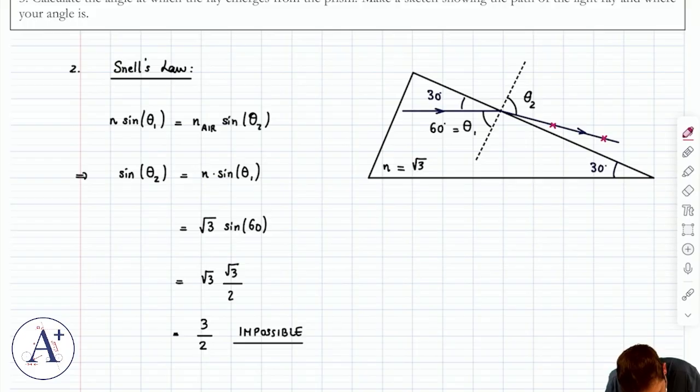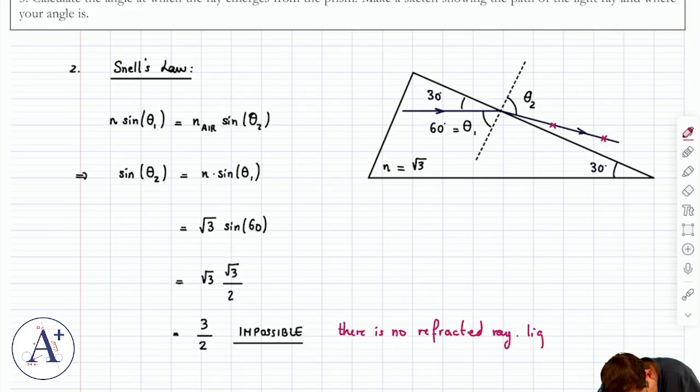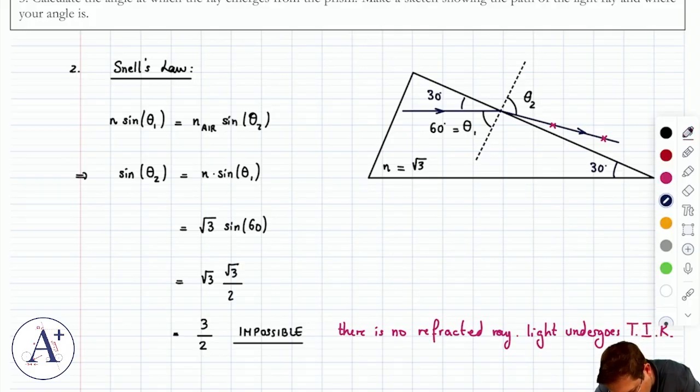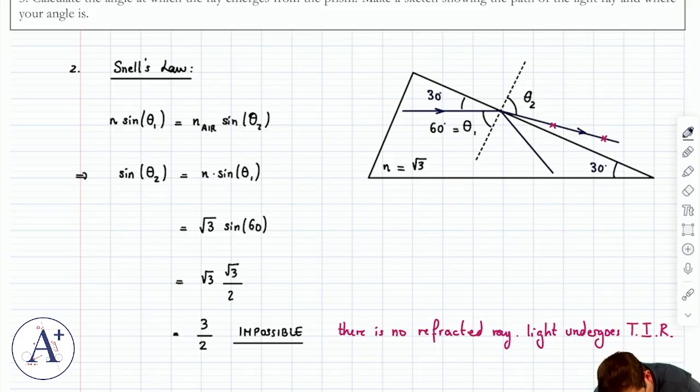So, you know, it's a good guess, but upon checking with the values that I have, I come to the conclusion that there is no refracted ray. And the light undergoes total internal reflection. So instead of having a refracted ray into air, we're going to have a reflected ray like this.